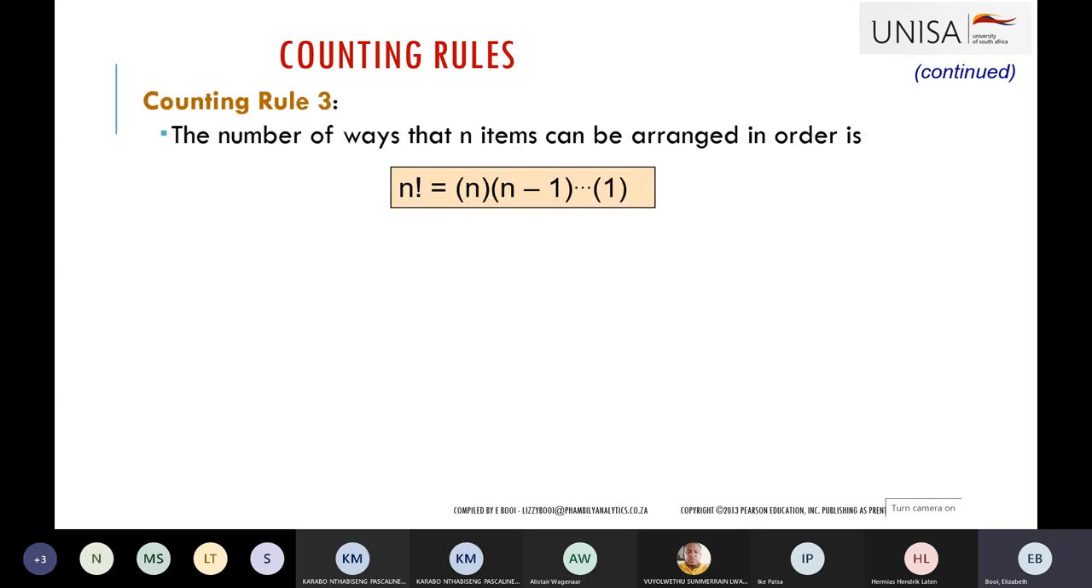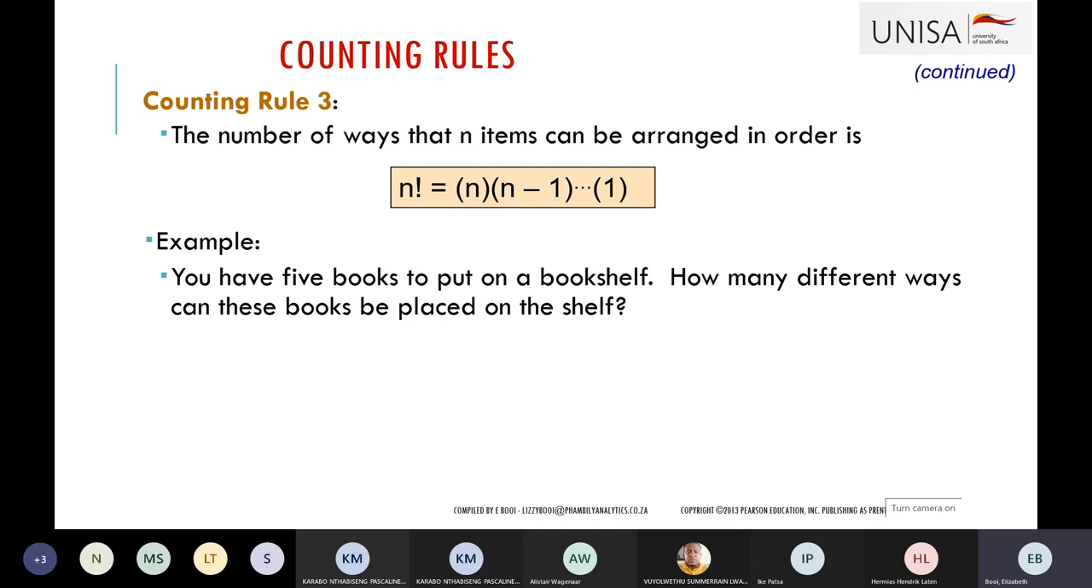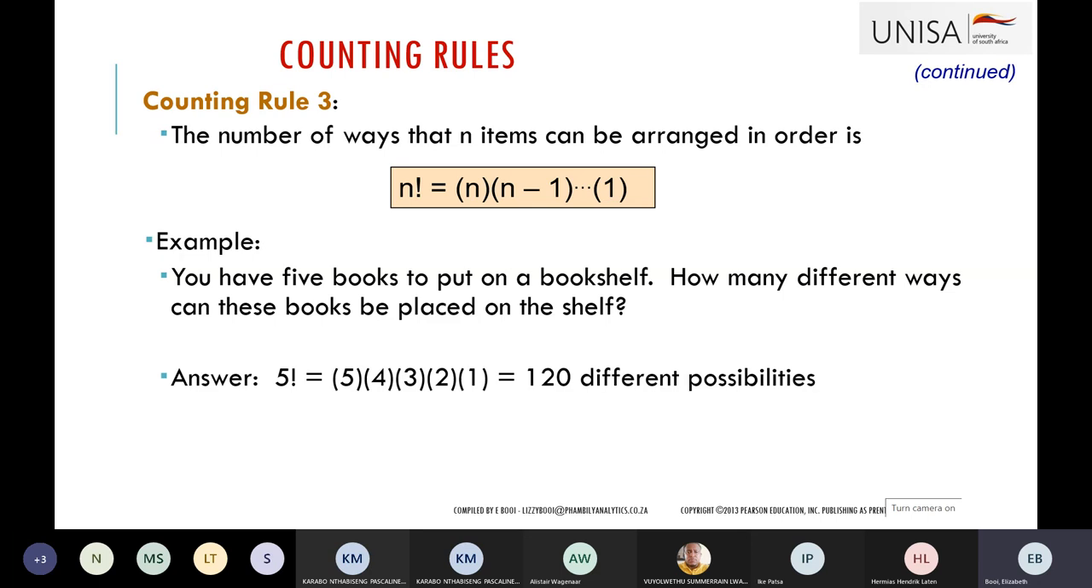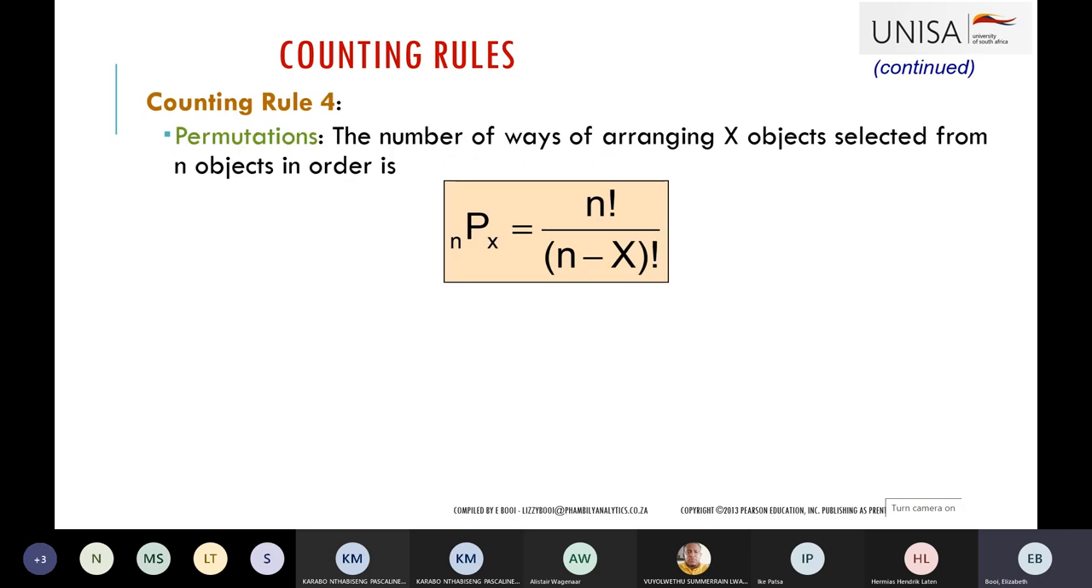The third counting rule is the factorial rule, which tells us the number of ways we can arrange items. We looked at how many ways we can arrange 5 books on the bookshelf. If there were 5 books, then it will be 5 times 4 times 3 times 2 times 1, and it will give us 120 possible ways that we can arrange those 5 books. Then we also looked at counting rule number 4, which is permutation.